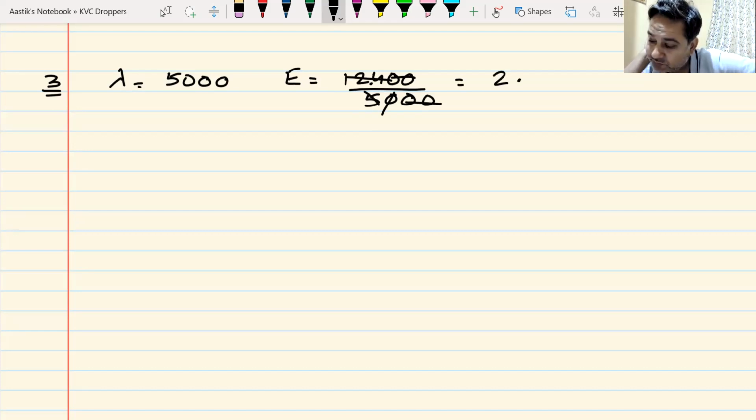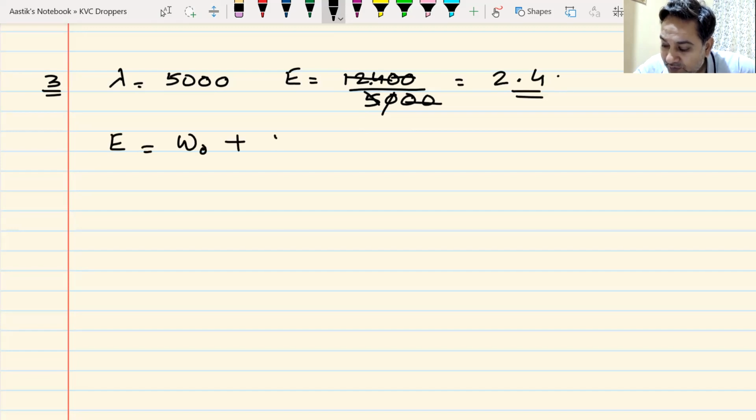2.4 something else. Okay, I think 2.48. Anyway, still 2.4. We remain on 2.4. So the energy is coming as 2.4. This energy must be equal to work function plus maximum kinetic energy.